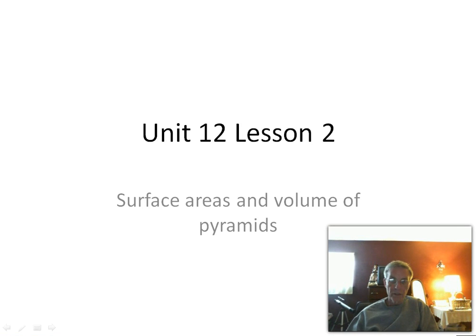Yes, this is Unit 12, Lesson 2, Surface Areas and Volume of Pyramids. Okay, so here's what we've got going on with this. There's more than one type of surface area, so this is why this is called surface areas, because you have three different types of surface areas, but we have a single type of volume.